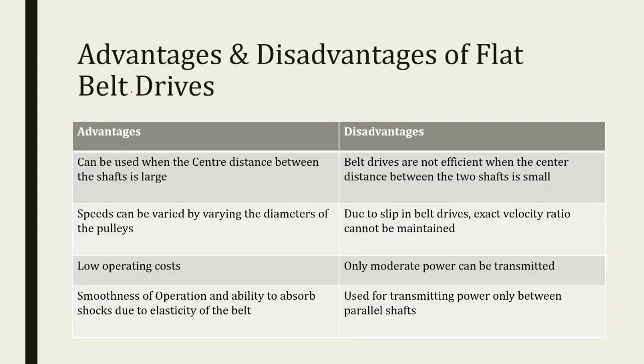Some of the advantages and disadvantages of flat belt drives. One of the advantages of the flat belt drives is it can be used when the center distance between the shafts is large. When the center distance between the shafts is too small, then it cannot be used. That is one of the disadvantages. Speeds can be varied by varying the diameters of the pulleys. So you can vary the speed by varying the diameter of the pulley.